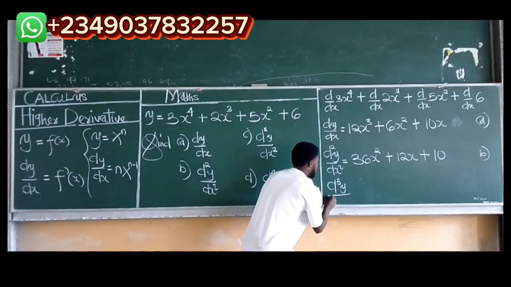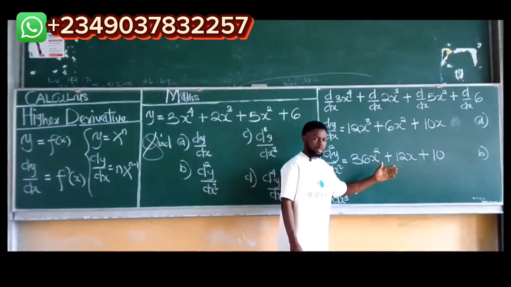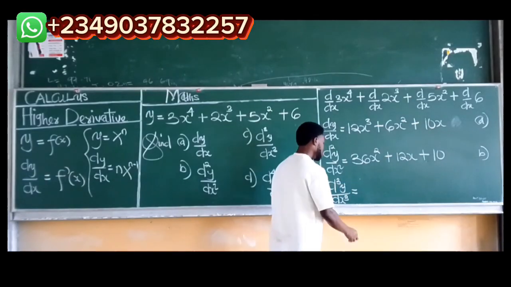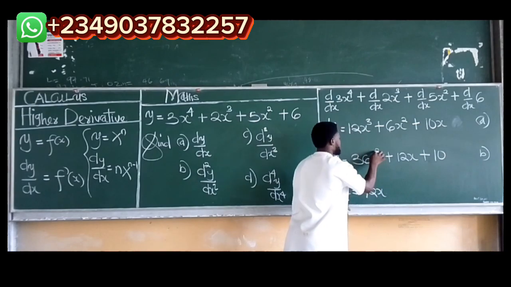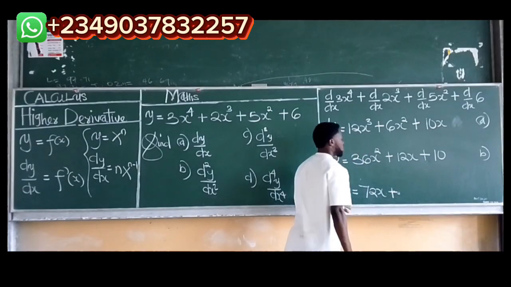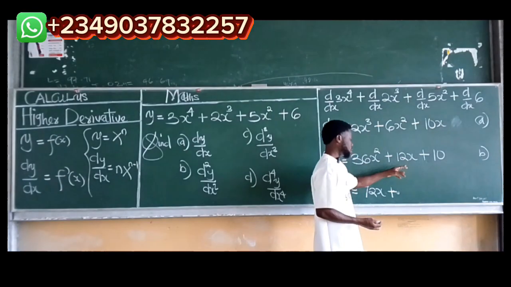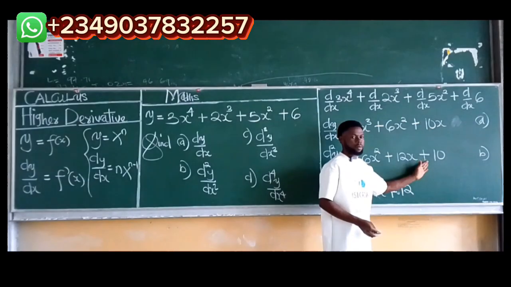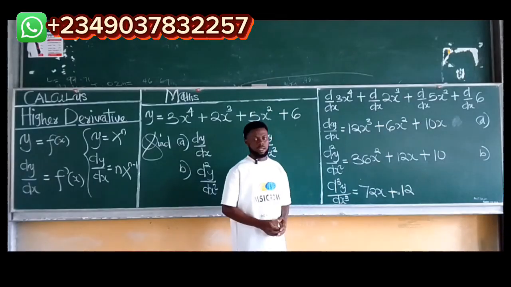So that will give the d³y over dx³, which is equal to, the principle is that you multiply the power by the coefficient, then subtract 1 from the power. So that gives 2 times 36 is 72x, subtract 1, it becomes x to the power of 1, and we omit the 1, plus the derivative of 12x is going to give 12. So we have 12, and the derivative of a constant term is always 0. So this becomes the final solution for the third derivative.